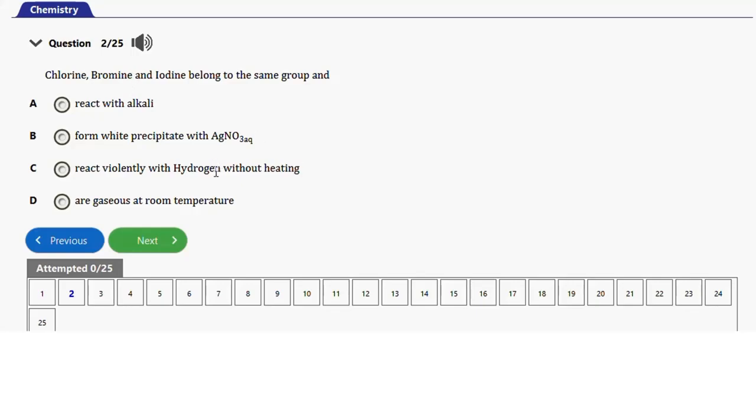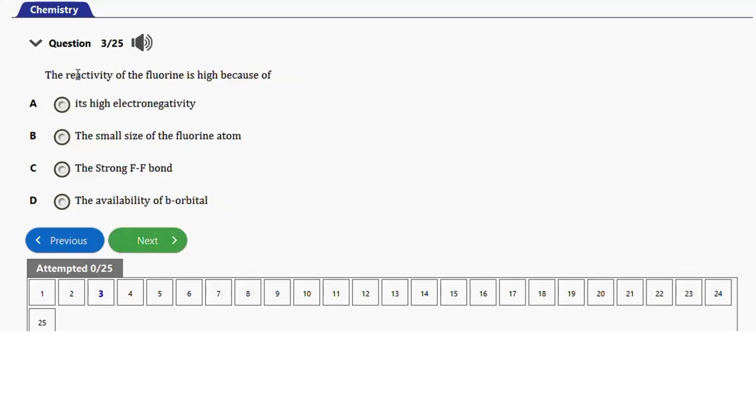Okay, so next question will be this one. It says the reactivity of fluorine is high because of its high electronegativity, the small size of the fluorine atom, the strong F-F bond, the availability of d orbitals. So the right option is option A, high electronegativity. Okay, so that's it for this question.